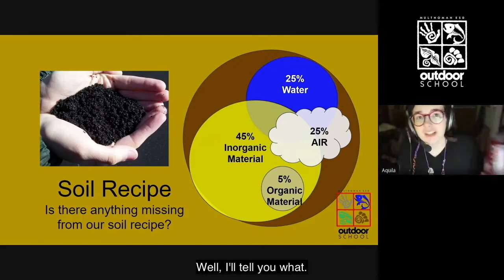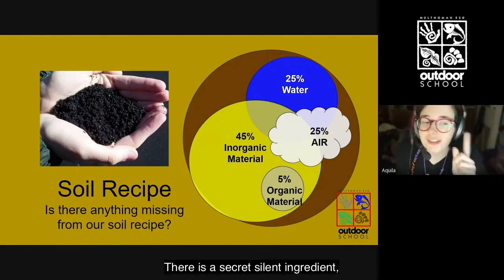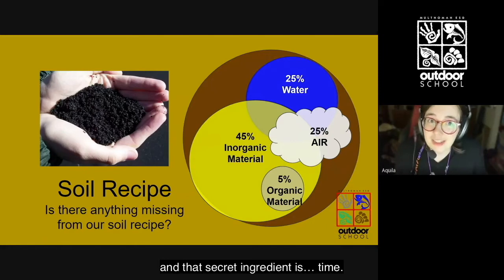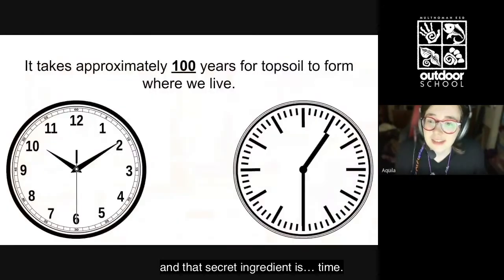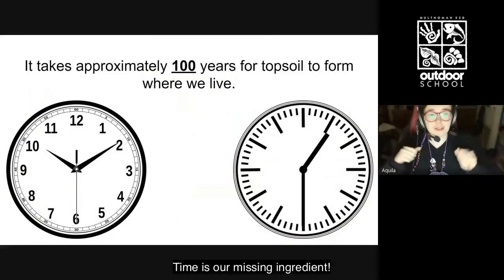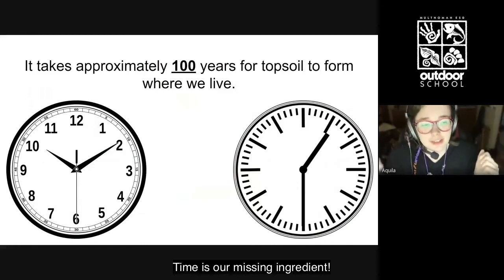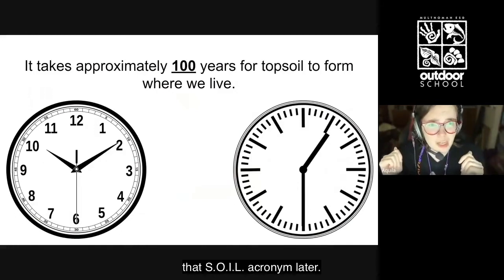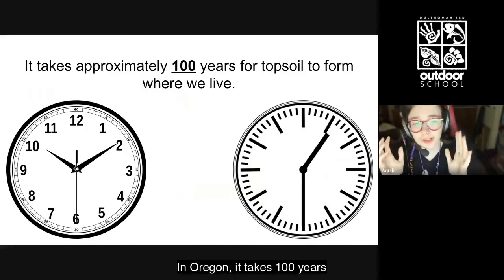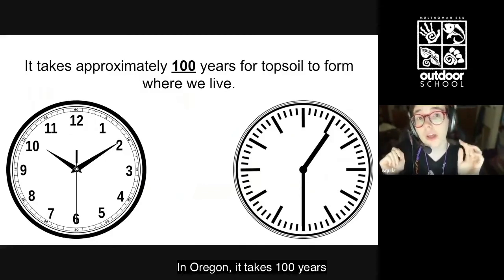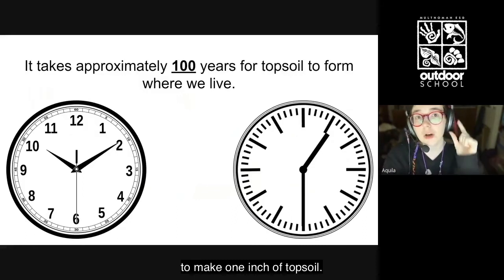Well, I'll tell you what. There is a secret silent ingredient, and that secret ingredient is time. Time is our missing ingredient. We may need to update that soil acronym later. In Oregon, it takes 100 years to make 1 inch of topsoil.